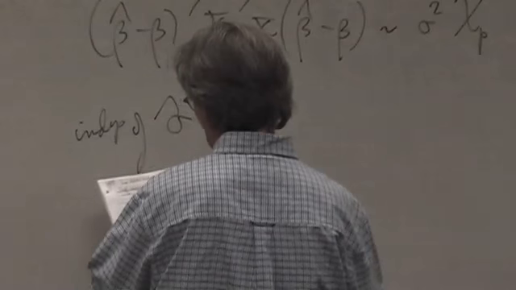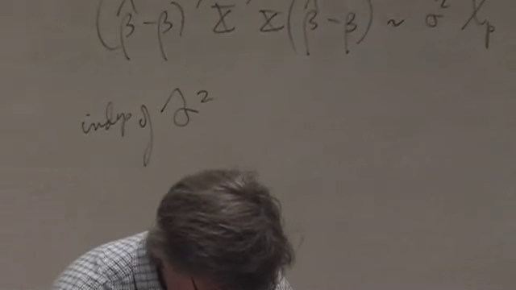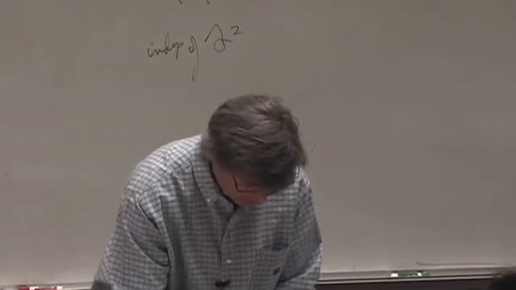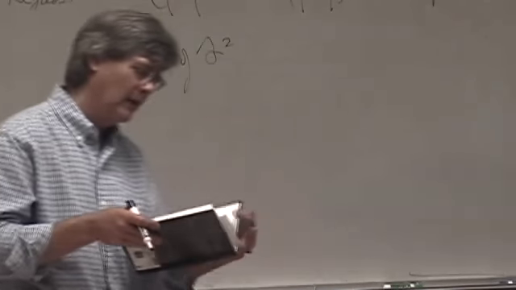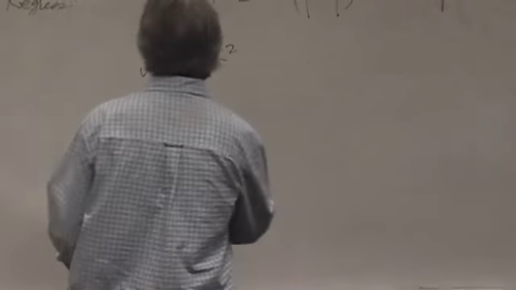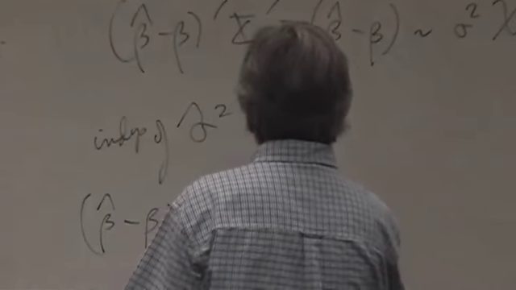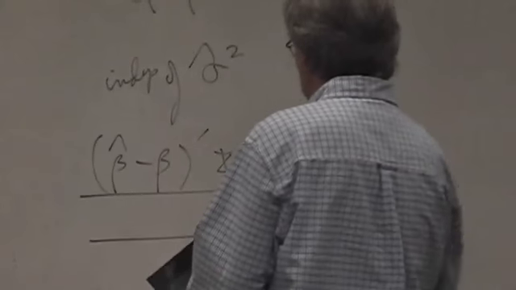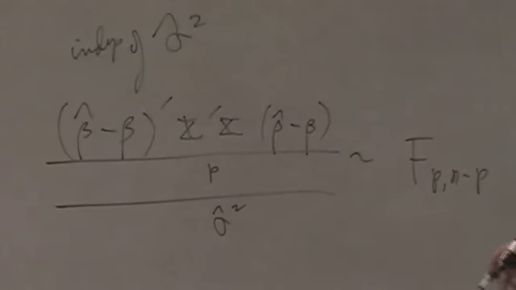Well, I think I made a mistake in these notes, because I forgot to divide by p. So you'll see this. Yeah, there's my p. Okay, on page 105. Okay, what you get is that beta hat minus beta prime x, beta hat minus beta, divided by p, okay, divided by sigma hat squared is therefore distributed as an F random variable of p and n minus p degrees of freedom. Okay. So what you can do is you can actually use this.